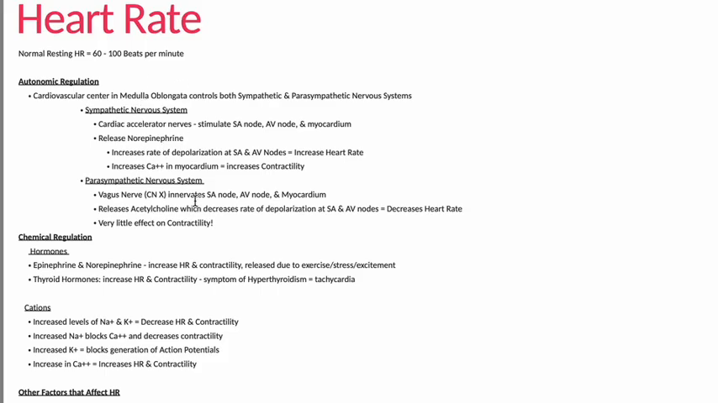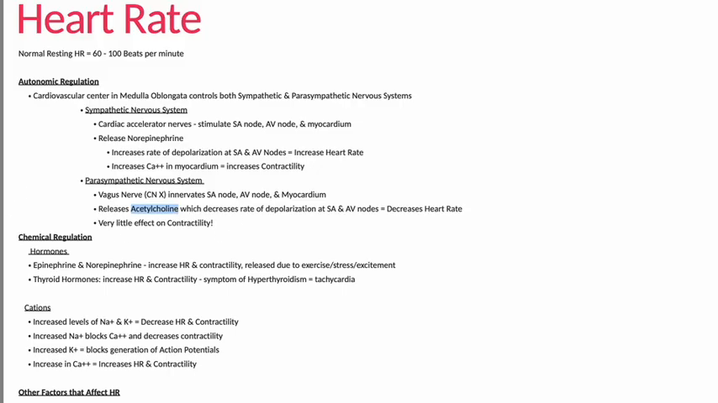The parasympathetic nervous system does not have a lot of effect on contractility, but cranial nerve number 10, the vagus nerve, like we've said, pretty much innervates everything. It innervates the heart, again, the SA node, AV node, and myocardium directly. So again, triple hit here. And it's going to release acetylcholine. Acetylcholine is kind of going to be like a brake.